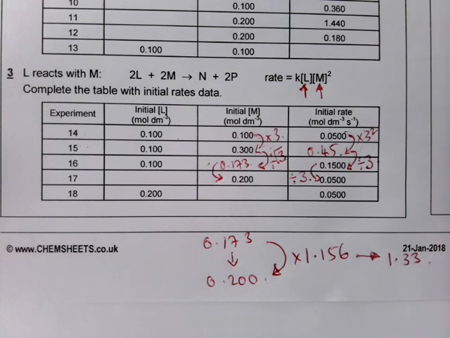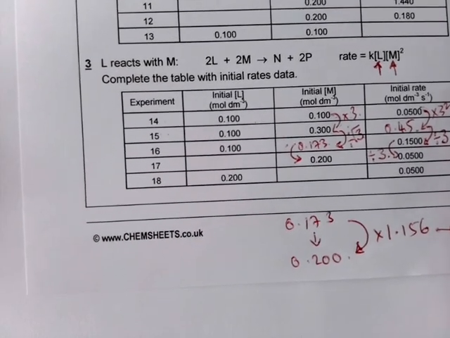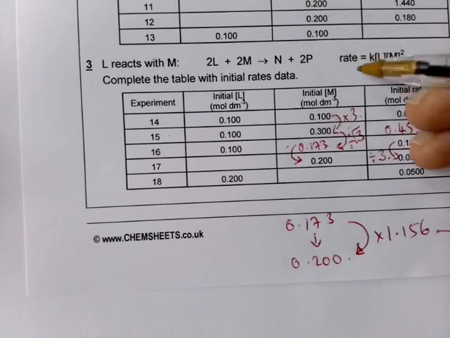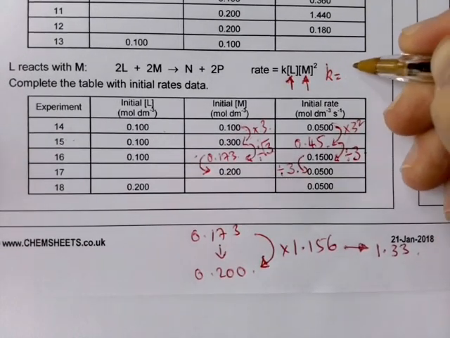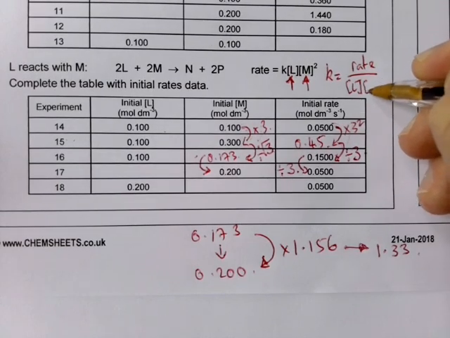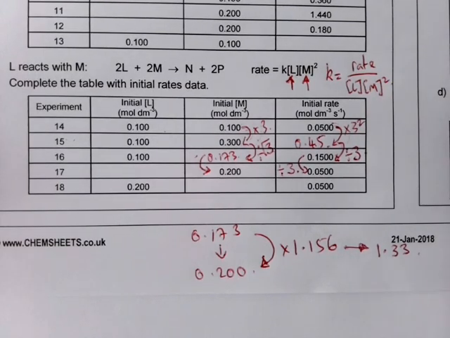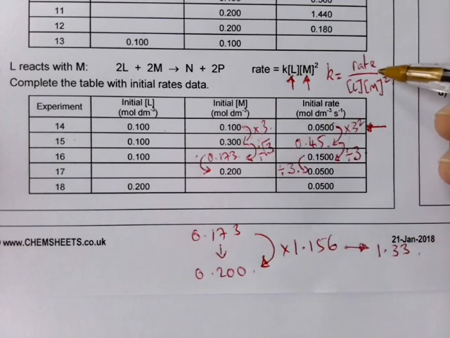And the other way of doing it bypasses that way of understanding the numbers. So what you could do, equally, is rearrange the rate equation to find K. So K equals rate divided by L m squared. And then you've got a complete set of data here, so you can put these numbers into this equation. All right, so let's do that.